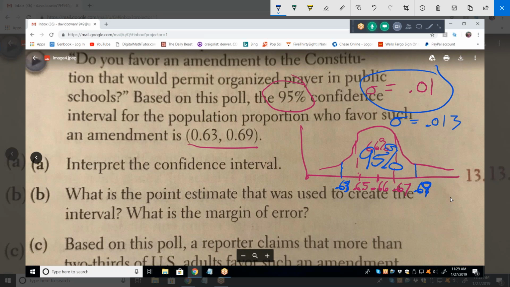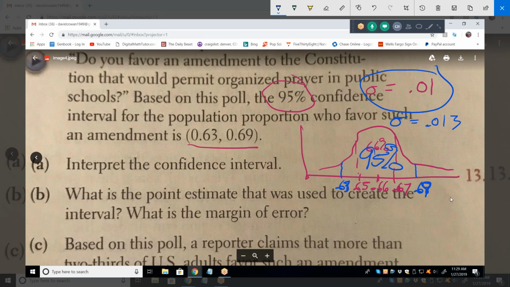And then, interpret the confidence interval. Obviously it doesn't mean if you go up to one individual, they're going to give you a 66%. They can't. They're either going to give you a yes or a no. But if you went up and talked to 100 people, you would be 95% sure that the mean of those 100 people is going to fall between 0.63 and 0.69. Okay? So that's the interpretation of the confidence interval.